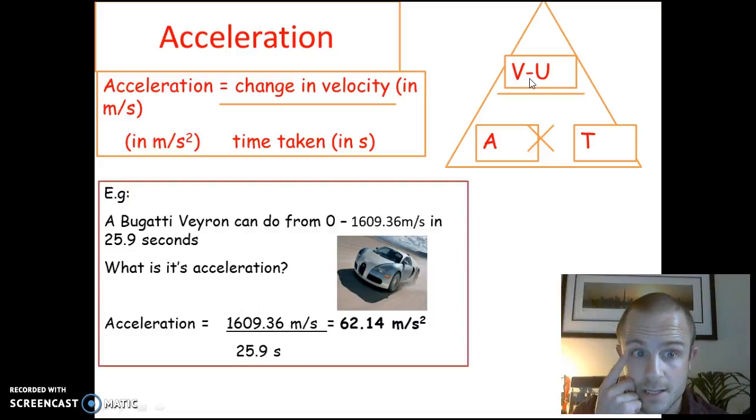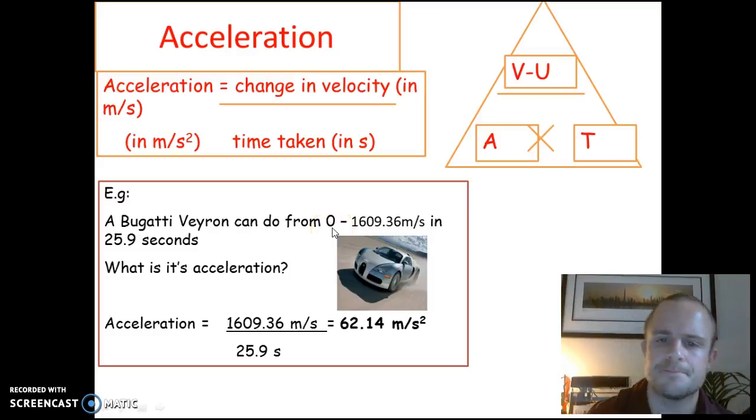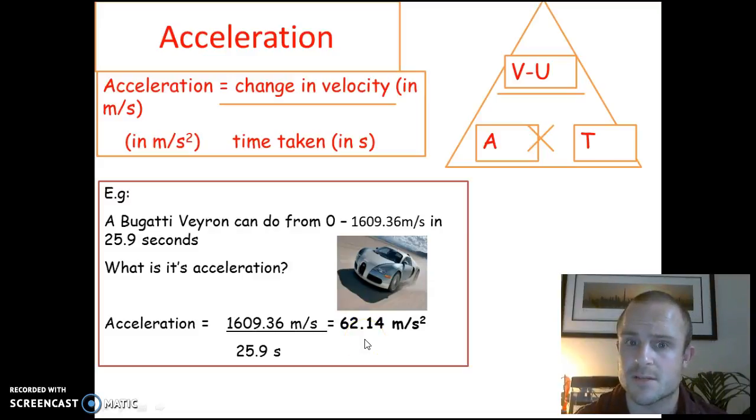Here's an example of a Bugatti Veyron. It can do 0 to 1,609 meters per second in 25.9 seconds. So what's its acceleration? What we're saying here is its final speed is this and its starting speed is this. Now this is going to give us a positive outcome, and the acceleration here is 62.14 meters per second squared.